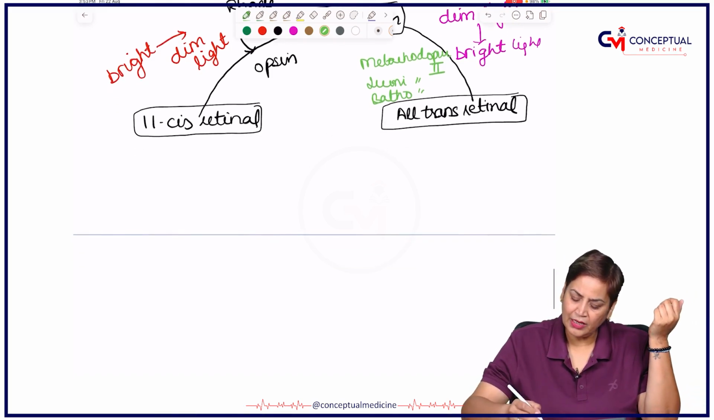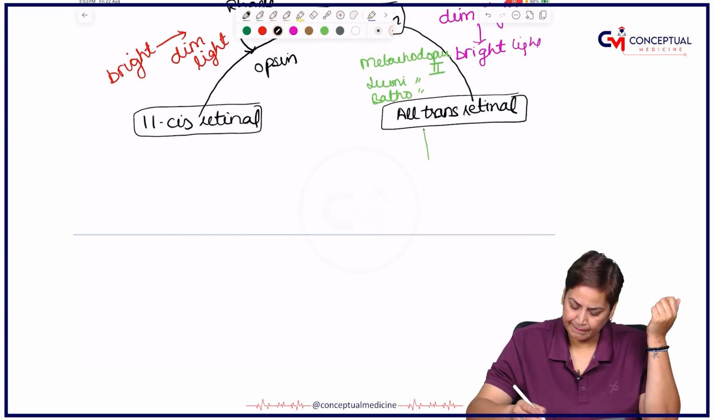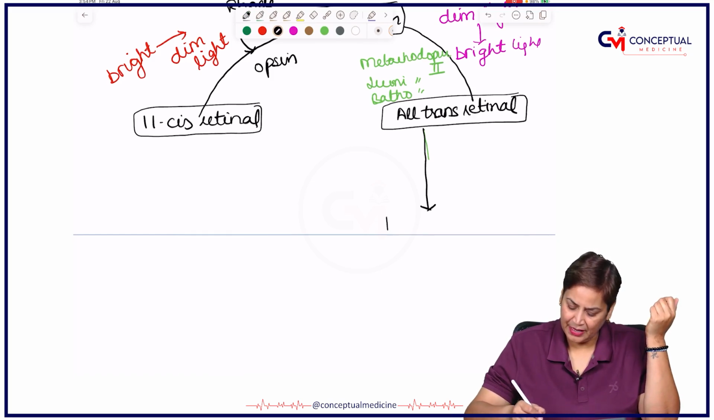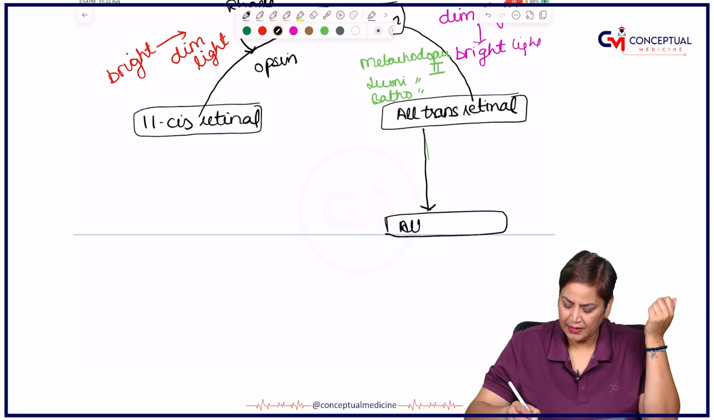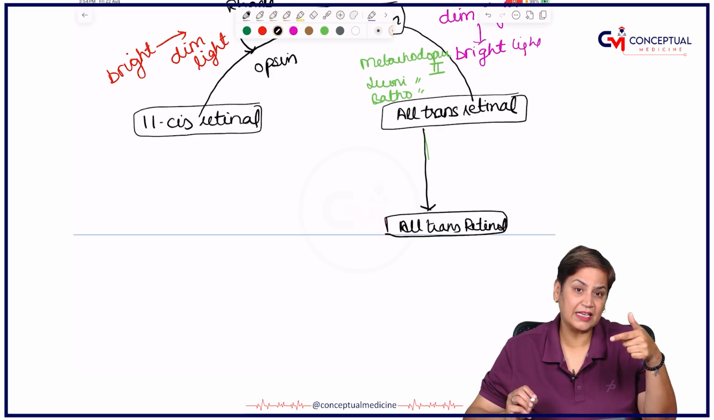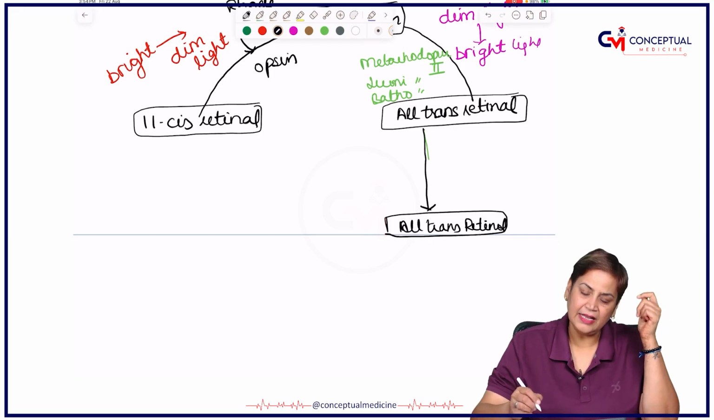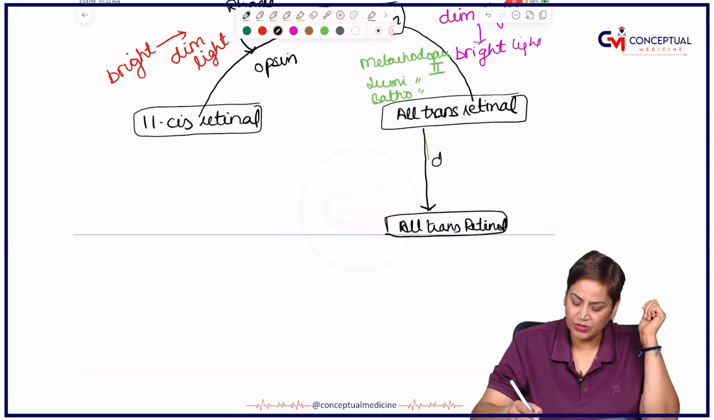Now this all-trans retinal will then enter into the liver, and in the liver it is going to get converted into all-trans retinol. That means retinal is converted into retinol. Obviously the enzyme here is dehydrogenase.